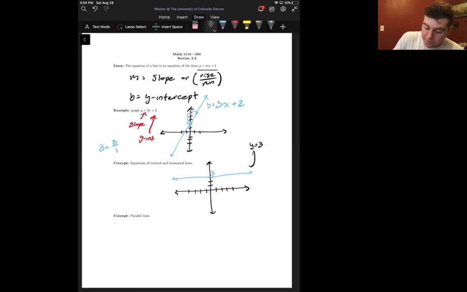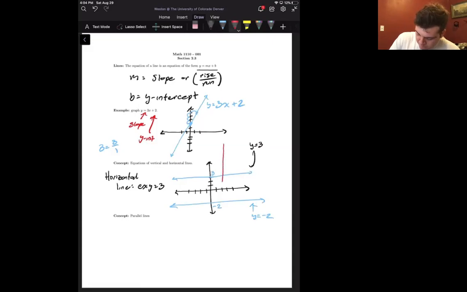So a horizontal line is something that looks like y equals 3. Of course, if we had y equals -2, we might be down here. And just as we can have horizontal lines, we can also have vertical lines. This is our vertical line at 2.